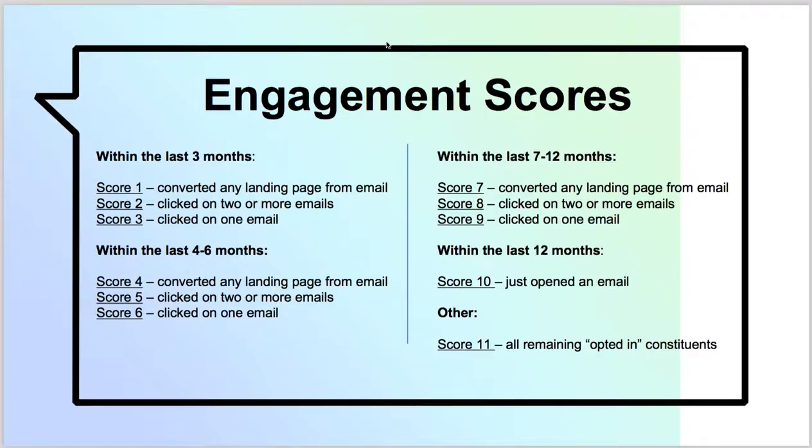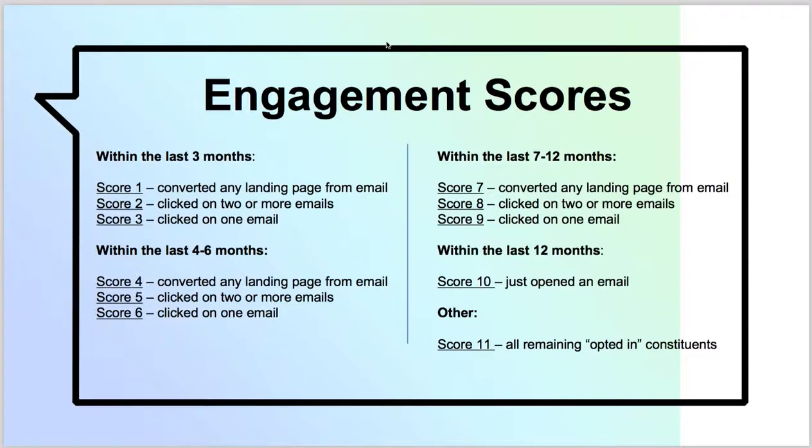Well, Engaging Networks has something called the engagement score. And this is something that they're doing right now to your account, whether you know it or not. They're running your list through this filter to see how active your supporters are in your emails. They have 3 criteria they're using to measure engagement. Number 1 is converted on any landing page from an email. The next level down is clicked on 2 or more links in your emails. And the next level down from there is clicked on 1 link in one of your emails. And they look at those 3 standards over a span of time.